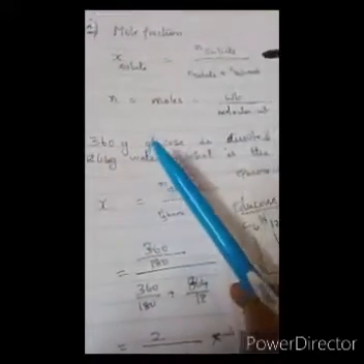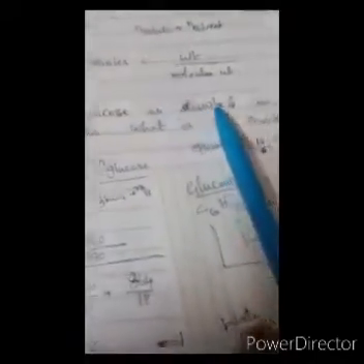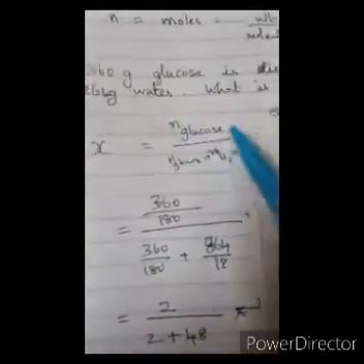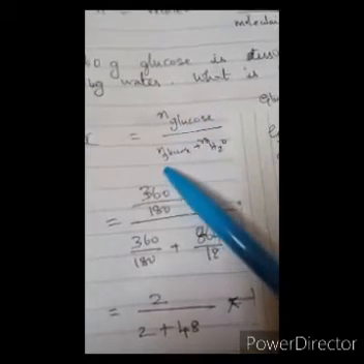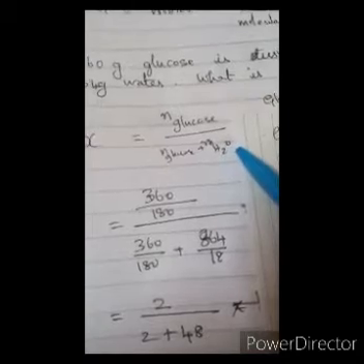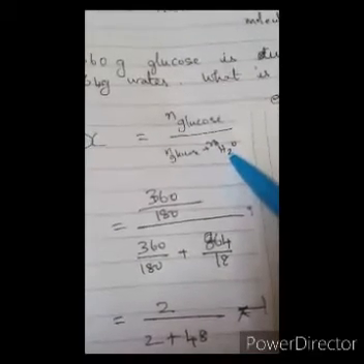Now let us see a simple problem. 360 grams of glucose is dissolved in 864 grams of water. What is the mole fraction? So as we know the formula, X is equal to number of moles of glucose, because it is specified as glucose, by number of moles of glucose plus the number of moles of water. Water is the solvent here.